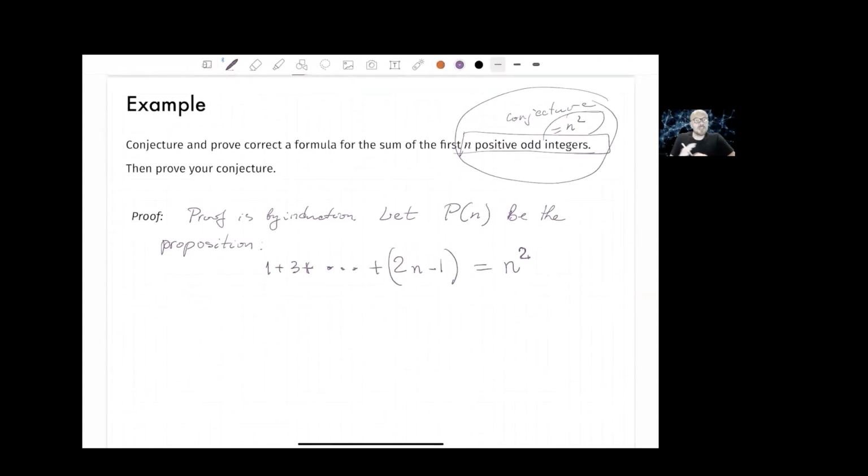Now I want to prove that Pn holds for all n. What I wrote in purple, that's the inductive hypothesis, with n the variable. To prove that Pn holds for any n, we proceed by induction.